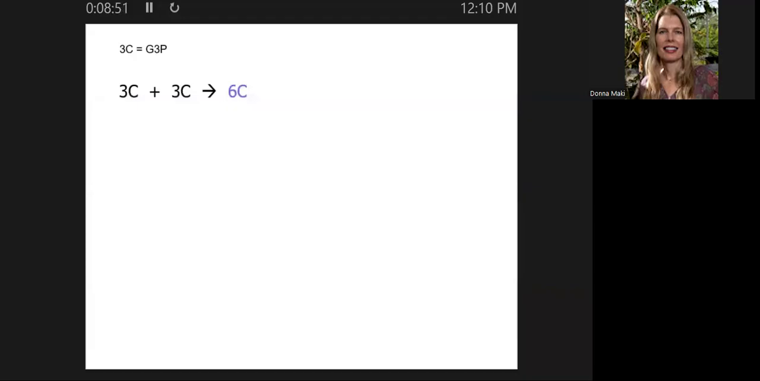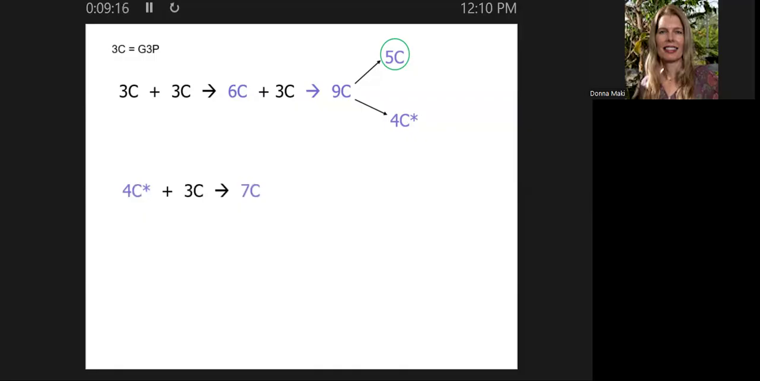So if you define that the 3 carbons is a G3P, you're using that G3P pool. If you combine 2 G3Ps, you're up to 6 carbons. And then if you take another G3P and attach it, you're up to 9 carbons. And then that molecule will quickly break down into a 5 and a 4 carbon. So 5 carbons, good. 4, we're not quite there. Somehow we got to get a 5 carbon out of that.